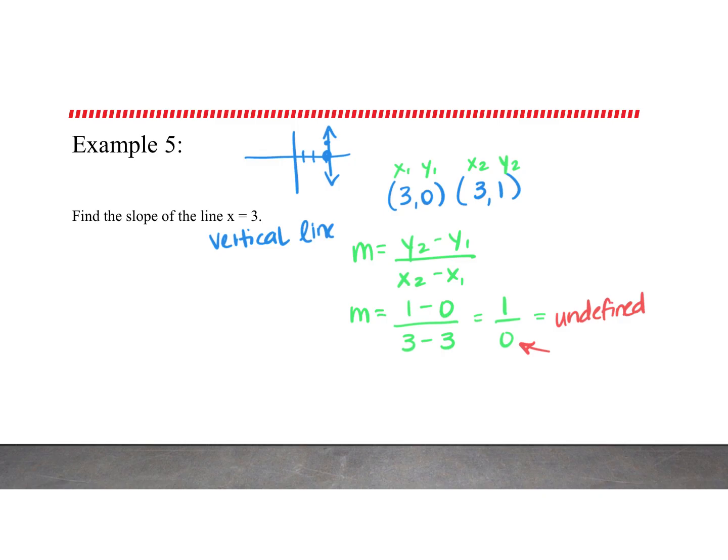And in fact, the problem with vertical lines is this happens every single time. Because we're not changing our x value from one point to another, we will always get that 0. So vertical lines always have a slope that is undefined every single time.